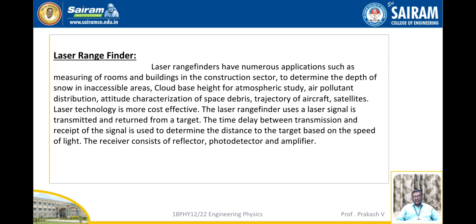The laser rangefinder uses a laser signal that is transmitted and returned from the target. The time delay or time taken between transmission and receipt of the signal is used to determine the distance of the target based on the speed of light. The receiver consists of a reflector, photodetector and amplifier. So here the laser beam is used to determine the exact location of the target.